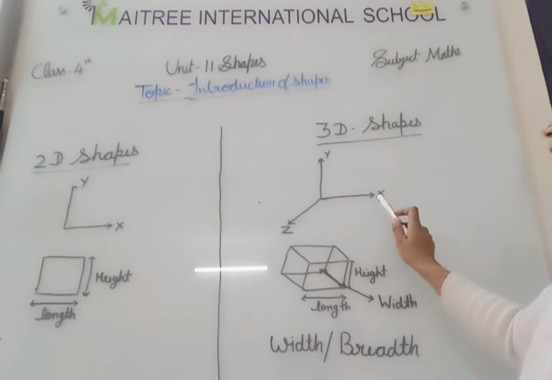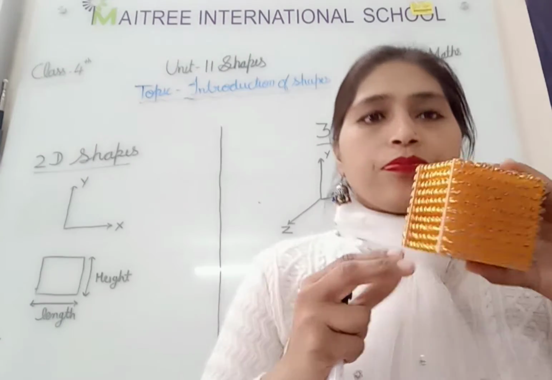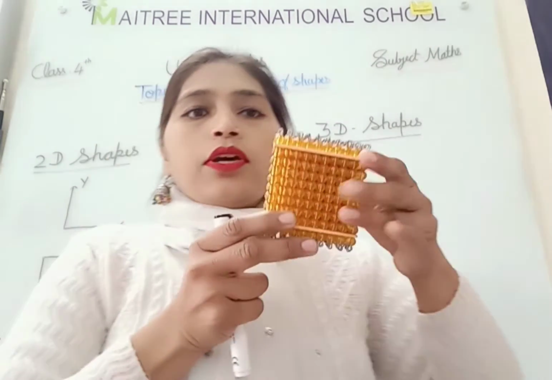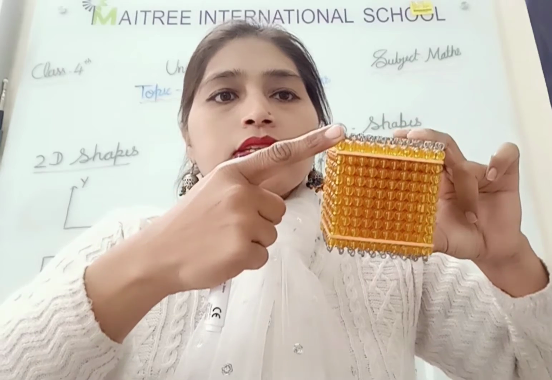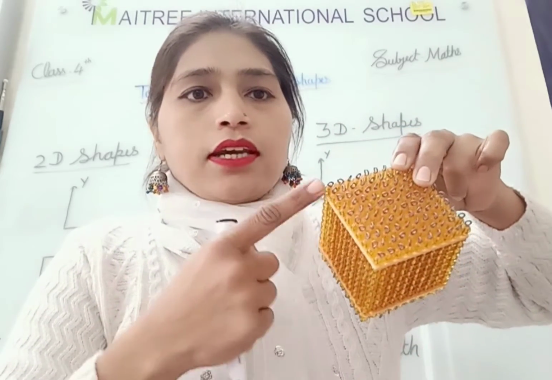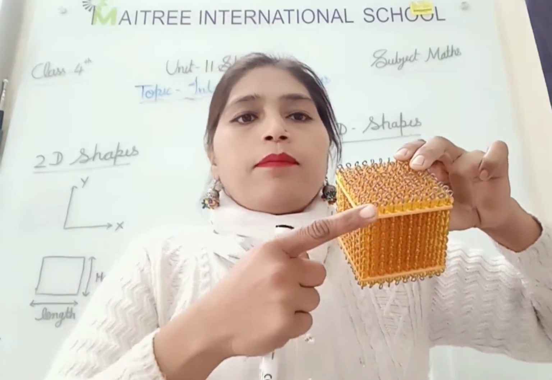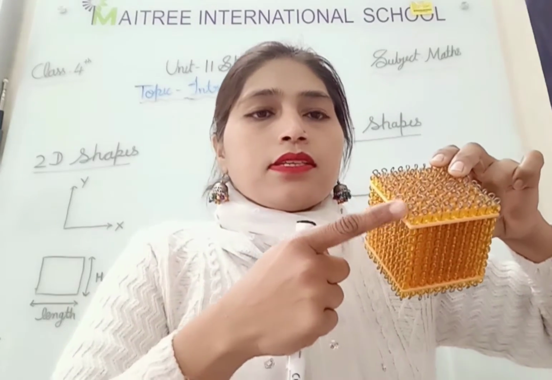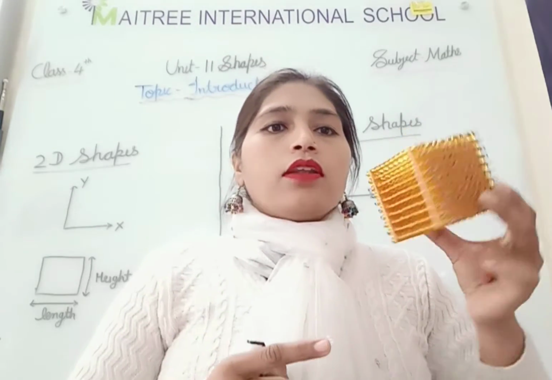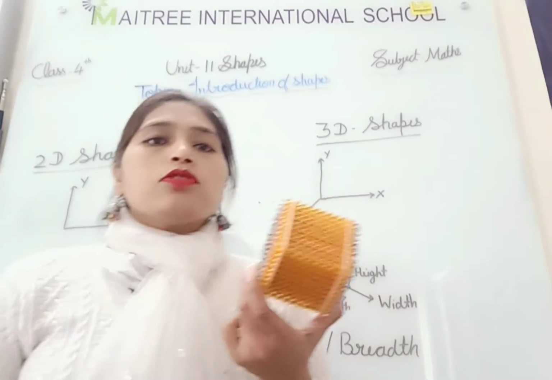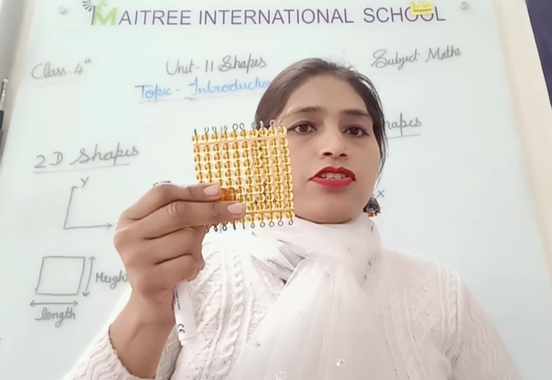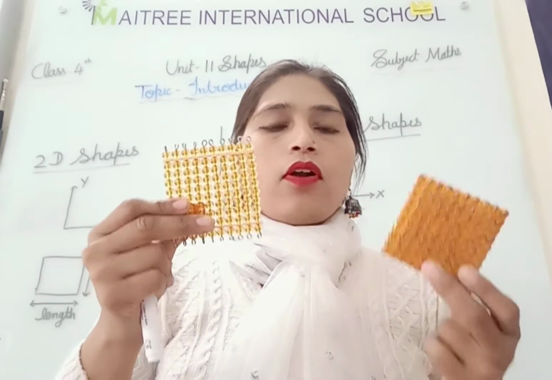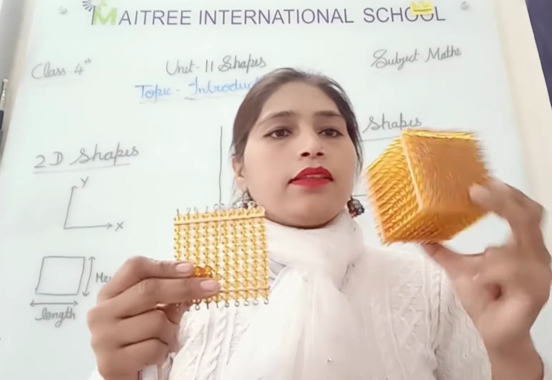If I am talking about 3 dimension, see here, I have one cube in my hand. In this cube we have length, this is the length, this is the height, but it also has the depth. See here, this is the width, or you can say the breadth. This is the Z dimension. So these are called 3D shapes, or we can call them solids. And these are called flat shapes, or you can say 2D shapes. So, got it? What is the difference between 2D shapes and 3D shapes?